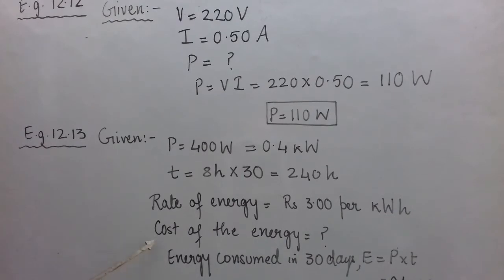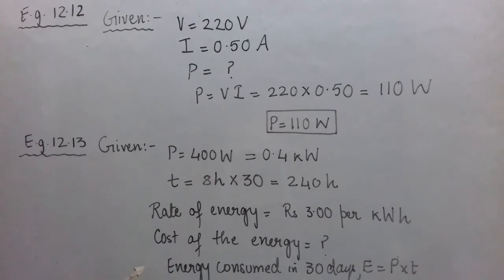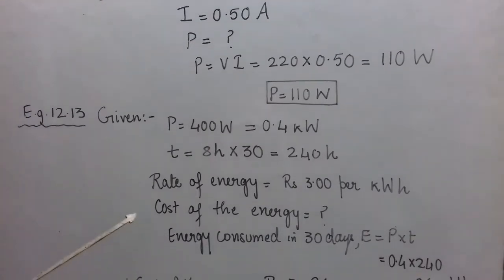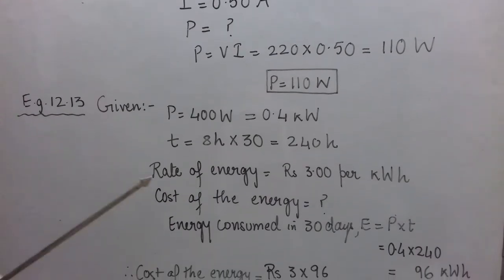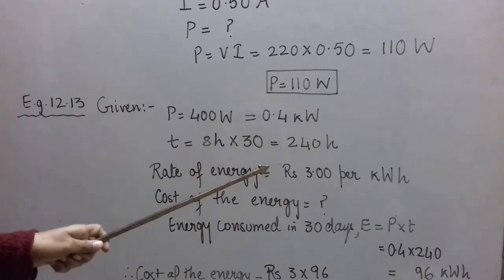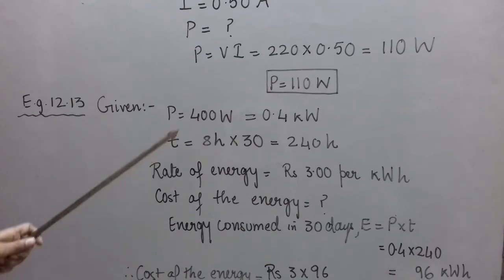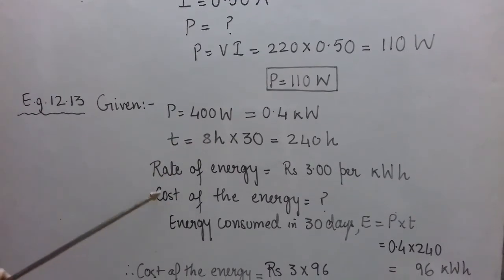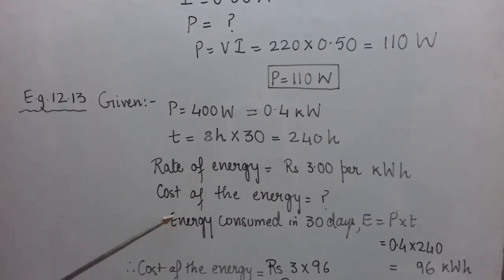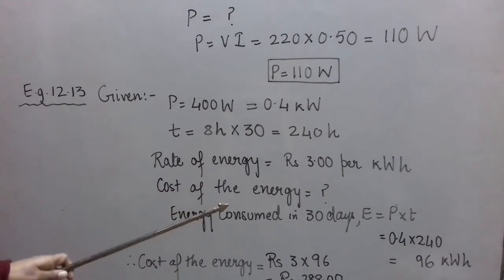Here either you can take time as 8 hours and find the energy consumed in 1 day, then the energy consumed in 30 days, then you can find the cost of energy. Or here I have taken the time directly: for 30 days it is 240 hours. So we can directly find out the energy consumed in 30 days, because only then can you find the cost of the energy consumed.